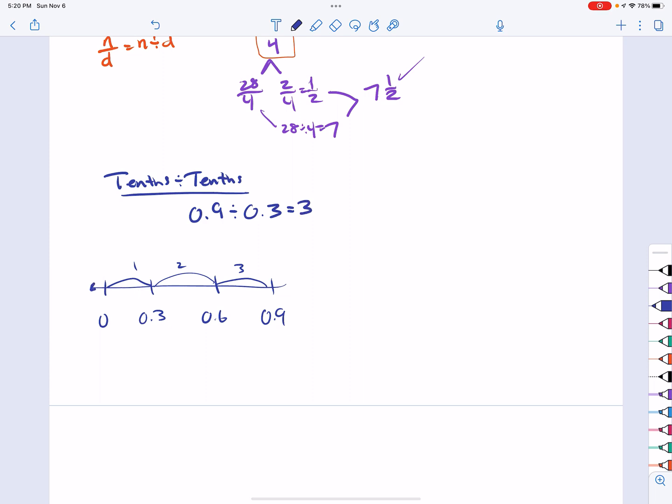But number lines are notorious for being tricky to keep track of your counting and steps. So let's use the fraction strategy. So 9/10 divided by 3/10 as a fraction. We're going to multiply by the reciprocal.